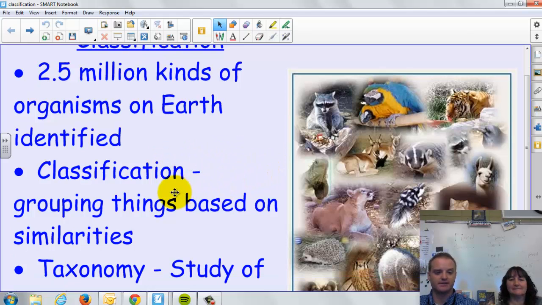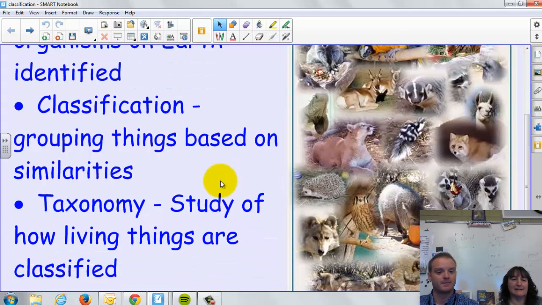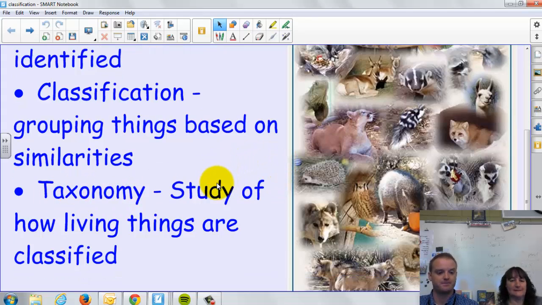So classification is based on similar traits. So birds with feathers, animals go one way. But also now we have more and more DNA evidence to back up a lot of this too. Not just what we can see, we can look inside the cells and look at the DNA. And how we classify things is called taxonomy. It's the study of how living things are classified.